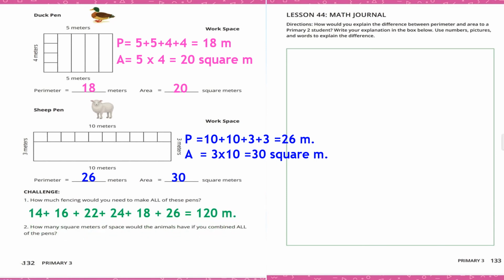Number 2, how many square meters of space would the animals have if you combined all of them? Here I wanted to find the space of animals. The space I will put animals inside. So I wanted to find the total area.